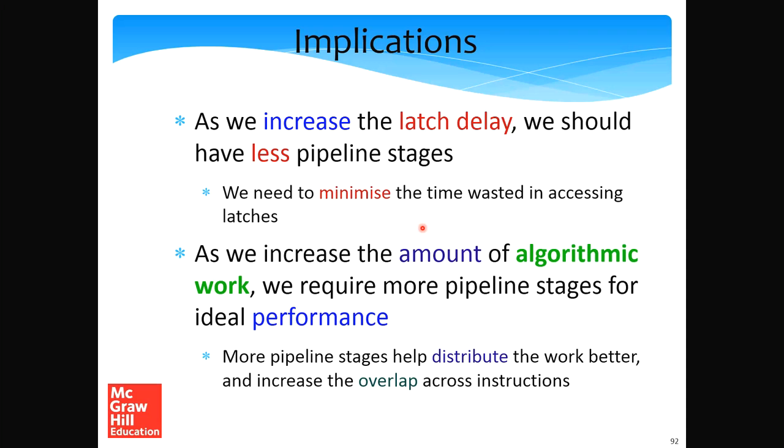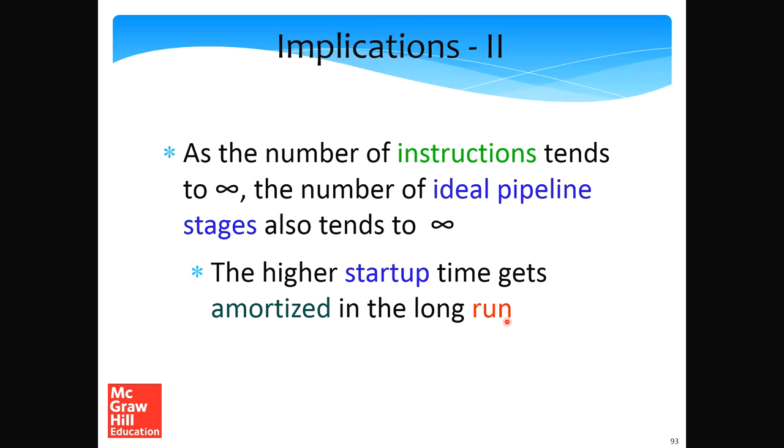As we increase the amount of algorithmic work, we require more pipeline stages for ideal performance. This is because more pipeline stages will help distribute the work better and also consequently increase the overlap between instructions. The second is that as the number of instructions tends to infinity, the number of ideal pipeline stages also tends to infinity. And the higher startup time will get, in a sense, amortized in the long run. But again, this is for ideal pipelines, so let's quickly move to a non-ideal scenario.